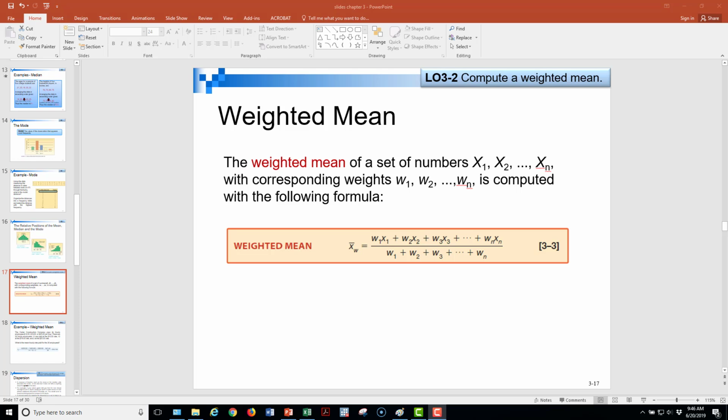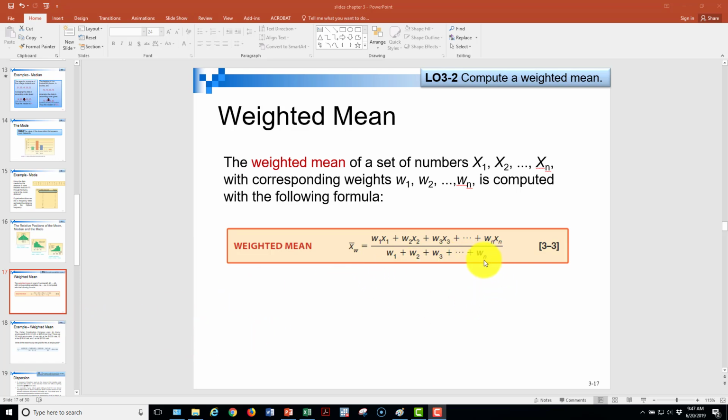In section 2 of chapter 3, we have the weighted mean. The weighted mean of a set of numbers, x1, x2, etc., with corresponding weights, w1, w2, etc., is computed with the following formula. X bar sub w equals the multiplication of each weight and value of x. You add them up and divide it by the summation of the weights.